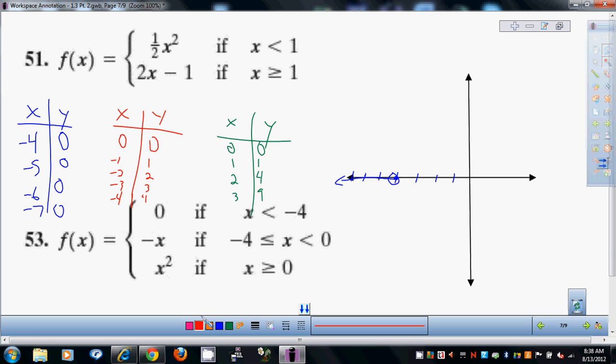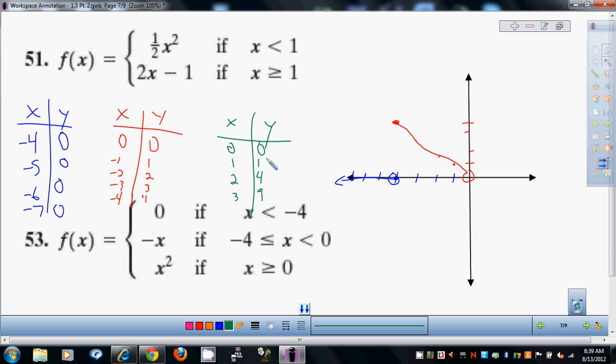Red 1, 0, 0. Open or closed? 0, 0. Open or closed? Open. Because at 0, it does not equal. So open. And then negative 1, 1, negative 2, 2, negative 3, 3, negative 4, 4. Open or closed? Closed. Because at negative 4, it equals. Connect the dots. Straight though, without a curve, preferably.